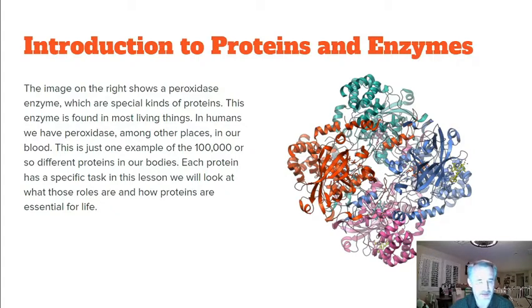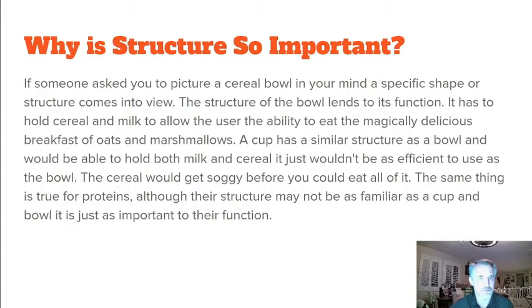Each protein has a specific task. In this lesson, we're going to look at what those roles are and how proteins are essential for life and how enzymes function to help keep everything functioning in our body, right? So remember, DNA is the instructions on how to make proteins, which is why we're covering proteins right now, and then proteins do all of these metabolic activities. Proteins also control a lot of our physical characteristics.